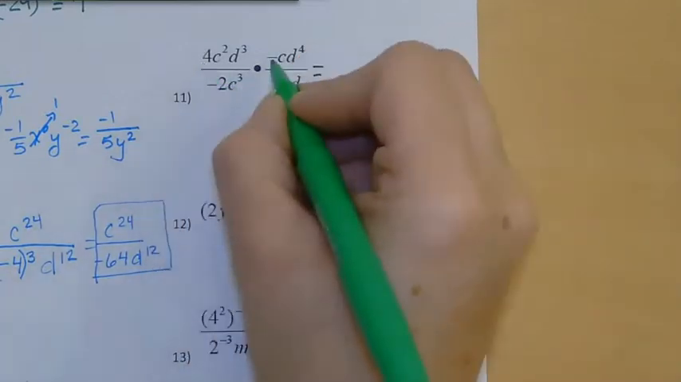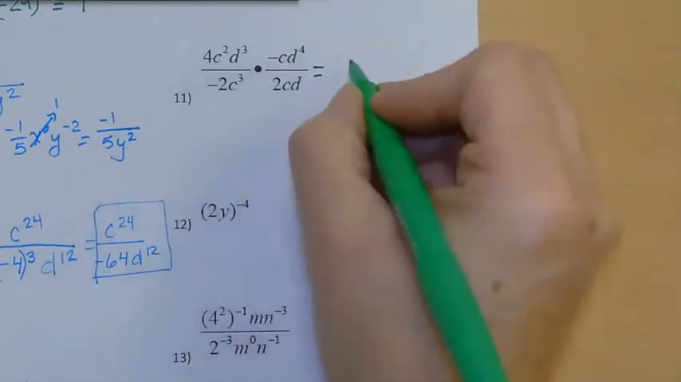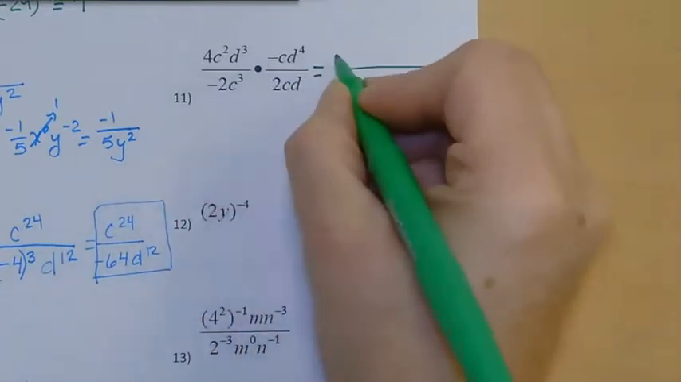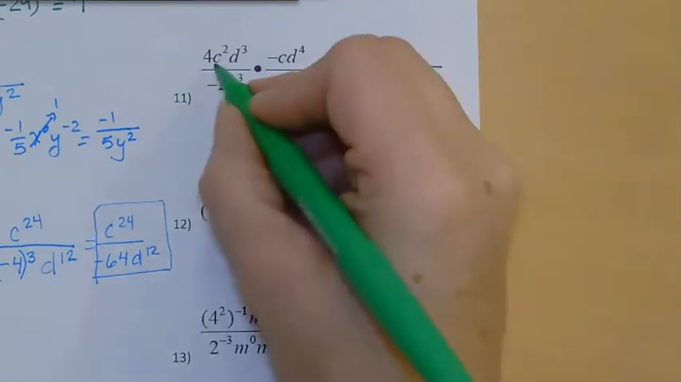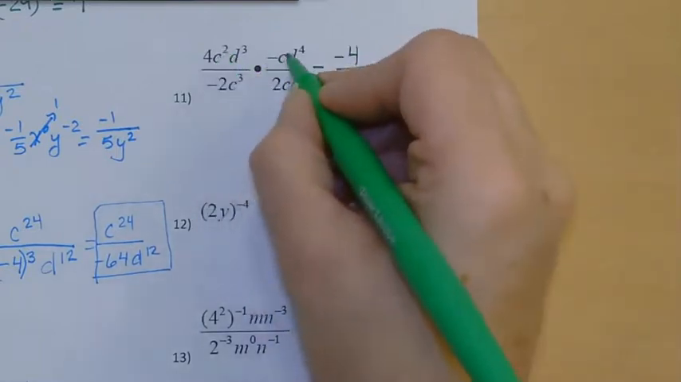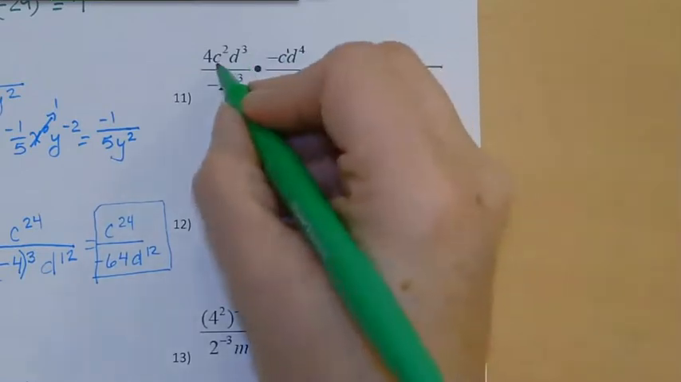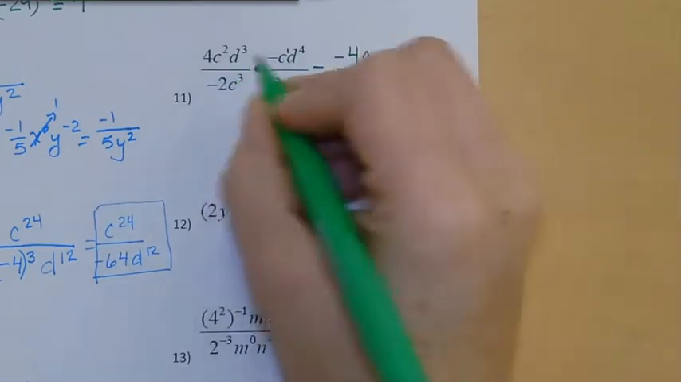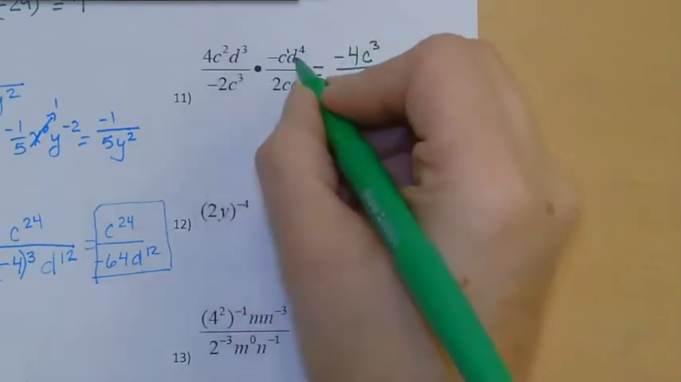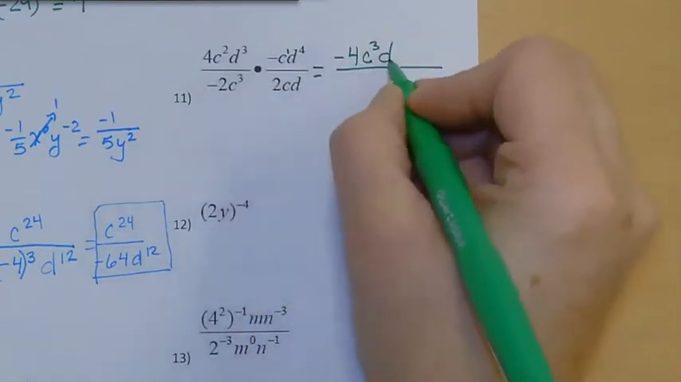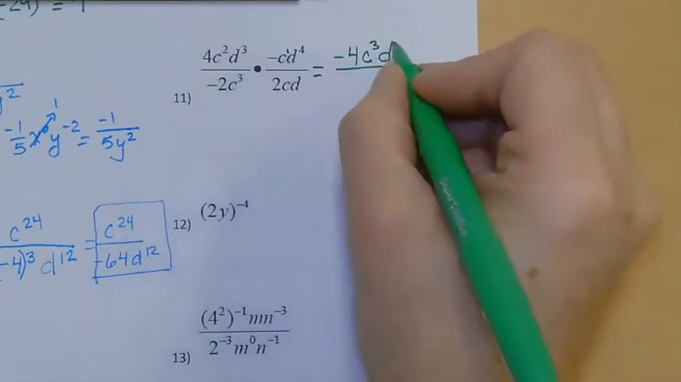I'll multiply my coefficients. 4 times negative 1 in the numerator is going to be negative 4. Remember, this is negative 1 right here. C squared times c, that has an invisible 1. C squared times c, I keep my base and I add my exponents. 2 plus 1 is 3. D cubed times d to the 4th, I'll keep my base and add those exponents. 3 plus 4 is 7.